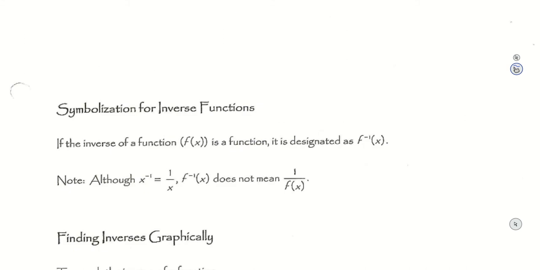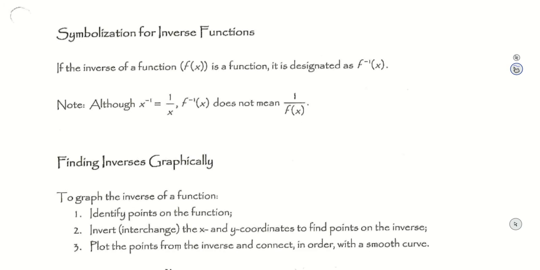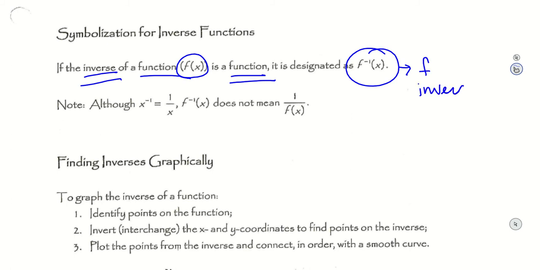Okay, now we're ready for our next page. We're going to look at the symbolization for inverse functions. So if we have a function, we can use f of x to designate that function. And its inverse is also a function. We can designate that with this notation, where we read this as f inverse of x. So the f is here, the of x comes from those parentheses, and the superscript of -1 is read as inverse. Now be careful.